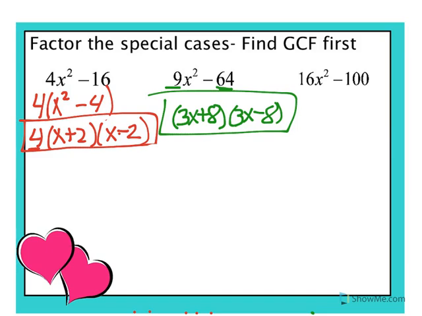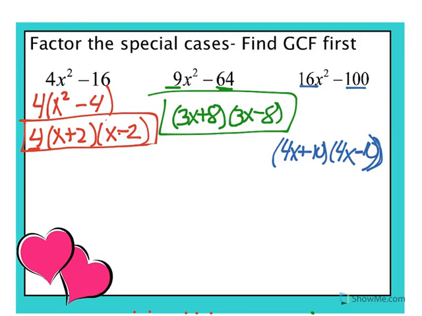Let's take a moment and look at the next one. Both 16 and 100 are perfect squares, so let's go right to the answer. The square root of 16 is 4, so they both have a 4x. Square root of 100 is 10. One must be positive and one must be negative.